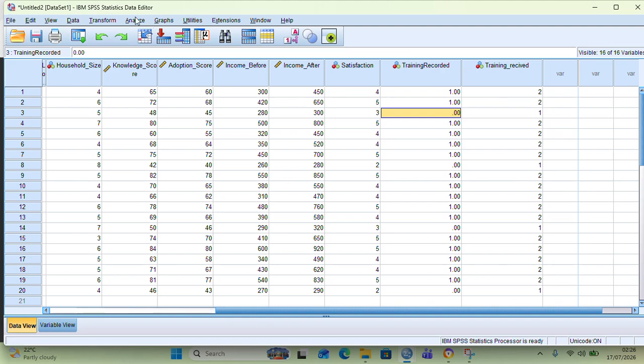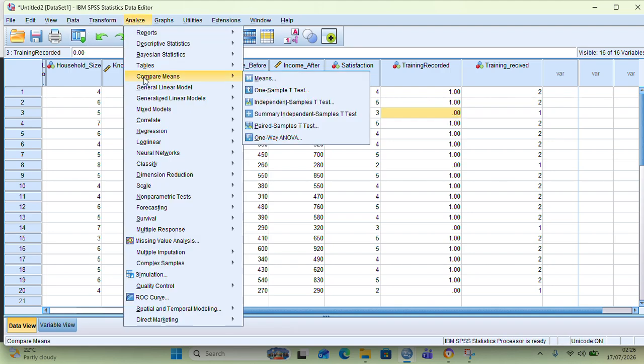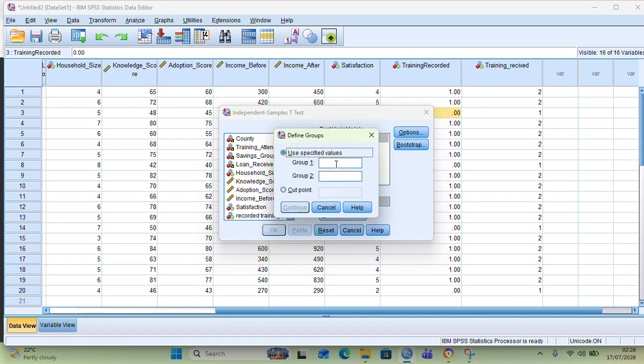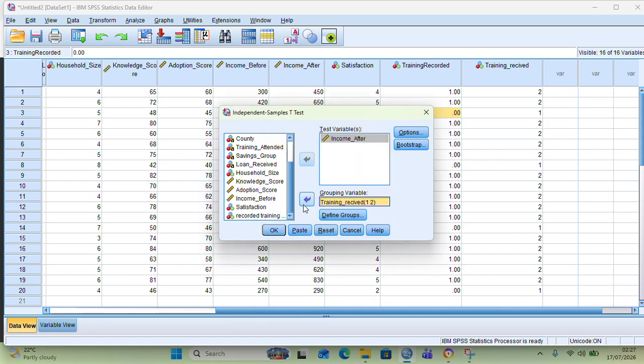We're going to analyze, then compare means, then independent sample t-test. The test variable is the income after, and the grouping variable is the training received, and then you need to define groups. So we have 1 and 2 because we have the recorded data. And then we click continue.